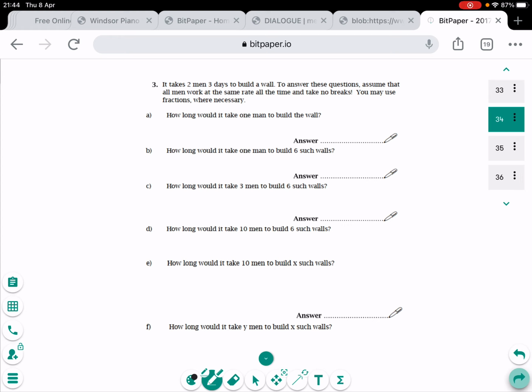For this question, how long would it take one man to build a wall? So it's inverse proportion. So one man takes 6 days, because 2 men take 3 days. If you follow logic, one man would take more days. So therefore, one man is 6 days. You divide by 2, you times that by 2. That's what inverse proportion is. It's like doing the opposite. So one man, 6 days.